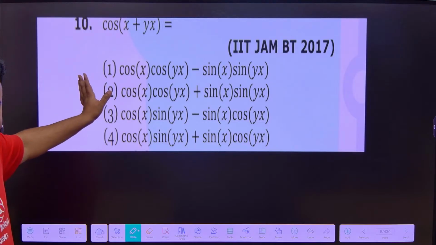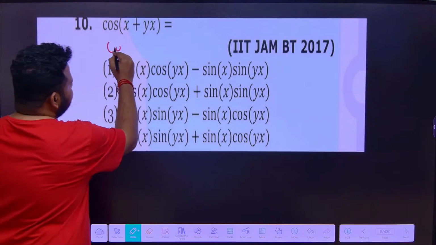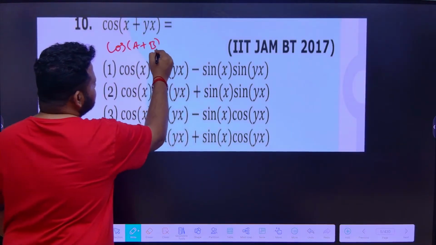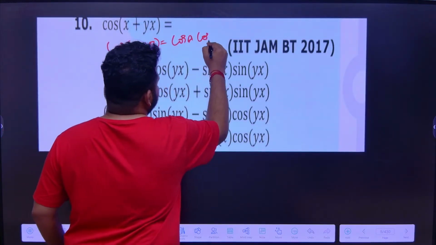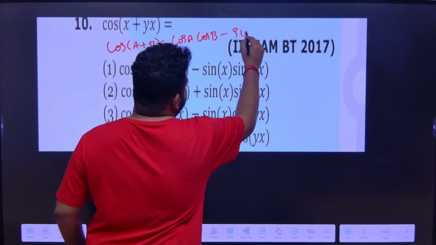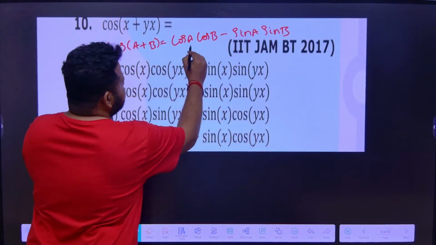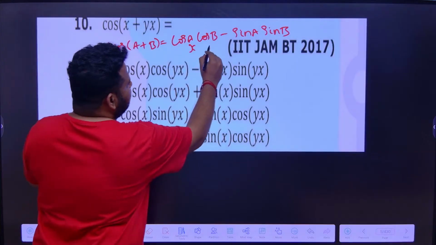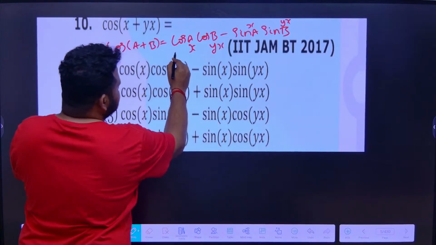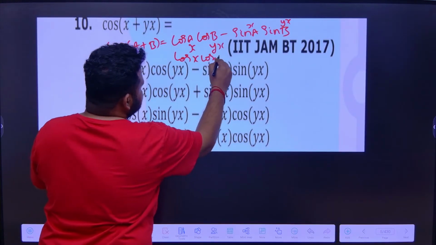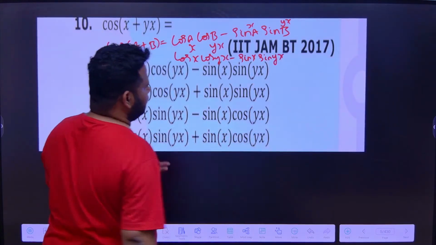First of all, tell me cos of A plus B. What is the formula I should use? Cos A cos B minus sin A sin B. First of all, tell me here what is A? X. What is B? Yx. So this will be x, this will be yx. So the answer is cos x cos yx minus sin x sin yx. Correct now? So what is the option?